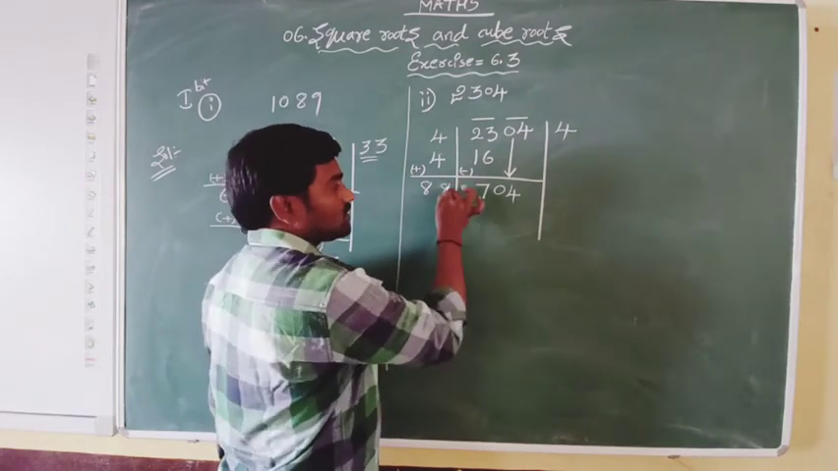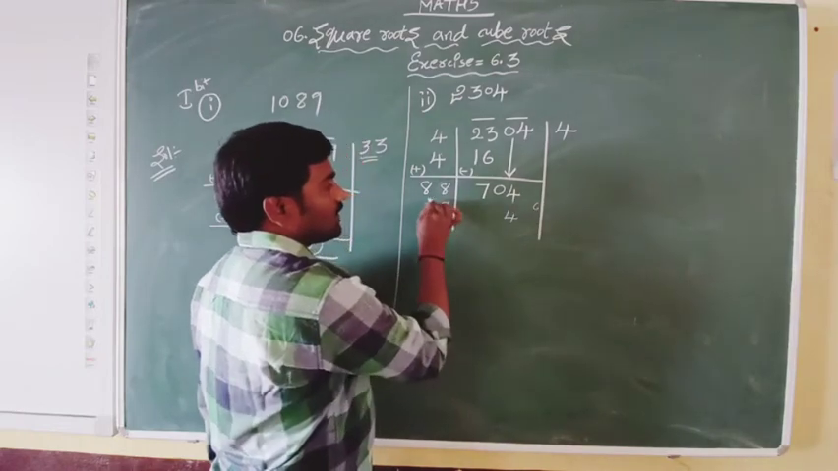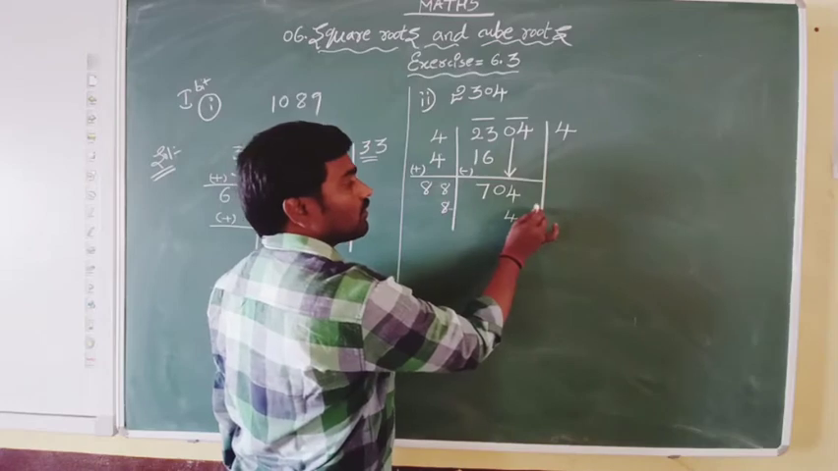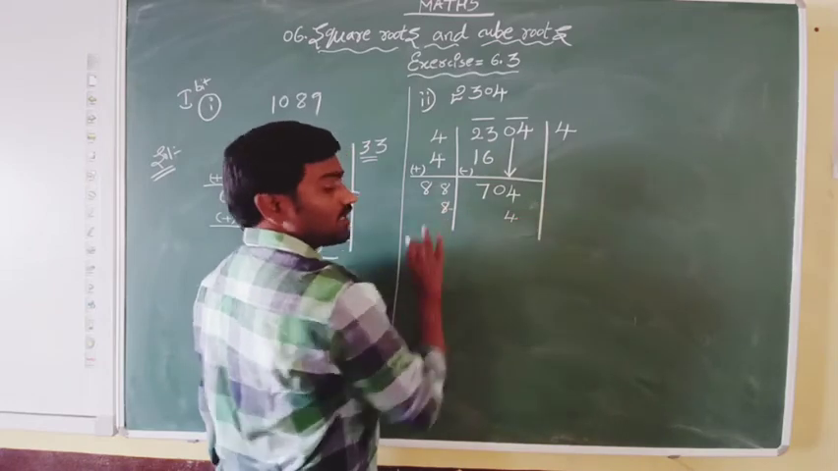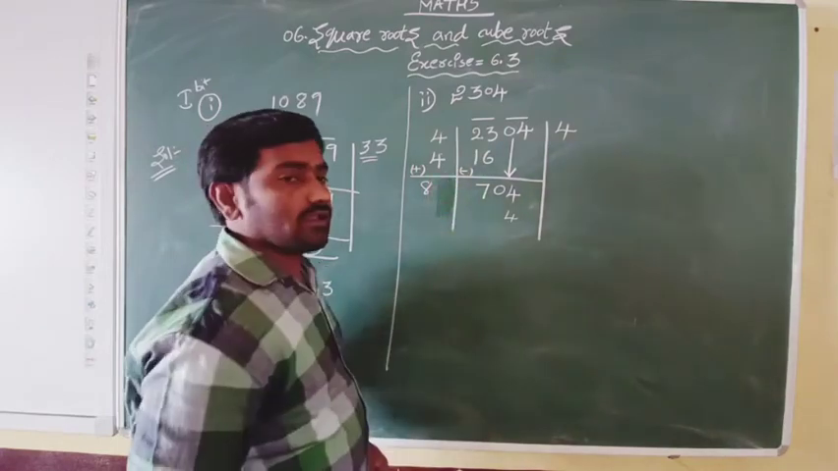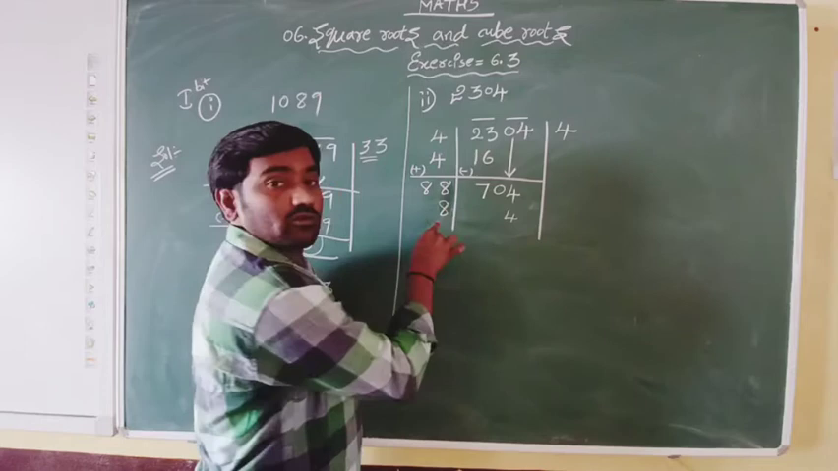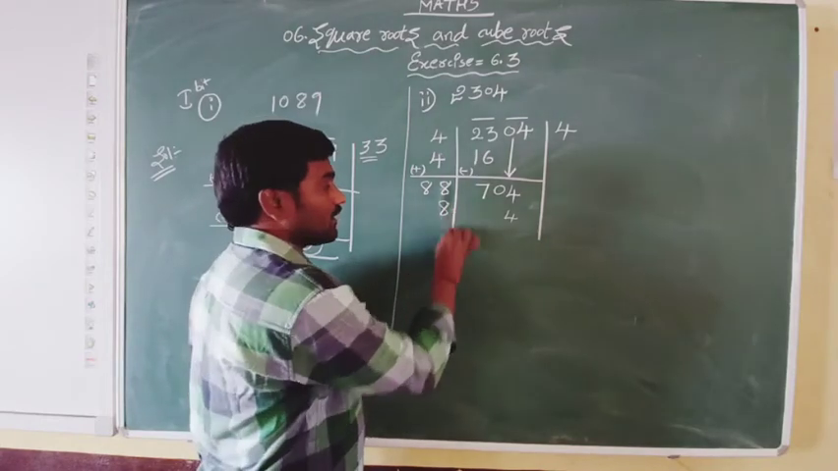8 8s are 64, carry 6. 8 8s are 64 plus 6, 70. Yes, it comes. So it is satisfied. So if I take 8, it will be balanced. See, if I write 8 here, with the same number I have to multiply here. That is the procedure. Okay.